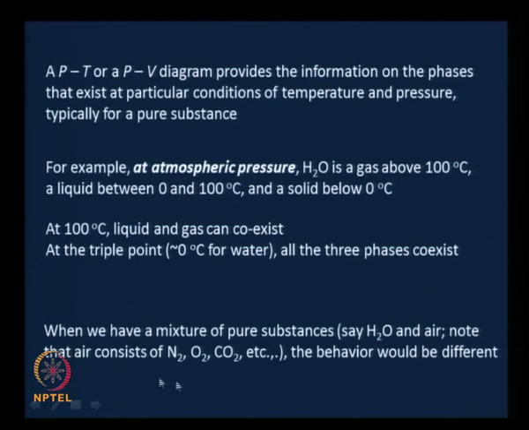When we have such things, the behavior of course is going to be different. Therefore, we should not make the error of extending the phase diagram for a pure substance to that for mixtures, and it happens without us realizing, and that is the reason why I am making the point here, especially in the case of water and air. Okay, please note this.